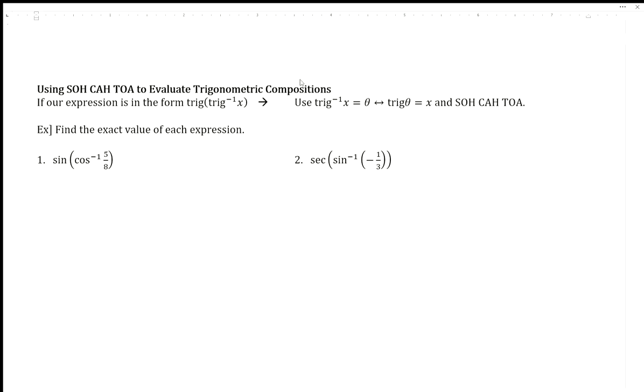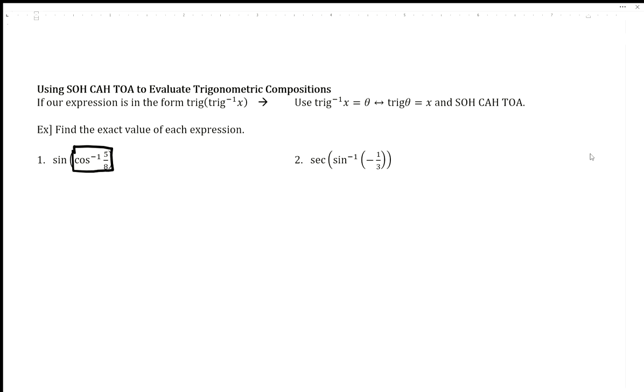All right, so in these problems, the main thing is just to remember that inverse trig gives us angles, and then afterwards we're going to set up our SOHCAHTOA. So this part in number one, it says find the exact value of each expression. Number one, it says cosine inverse of 5/8 is the inner part of the function.